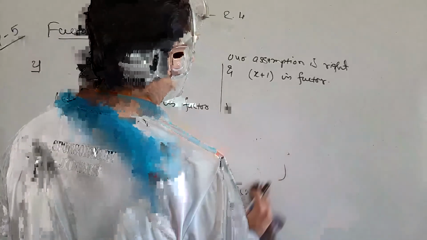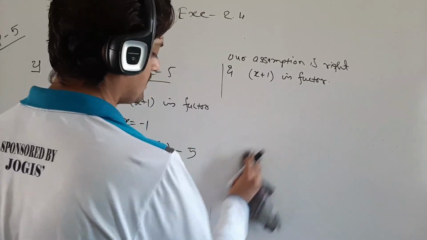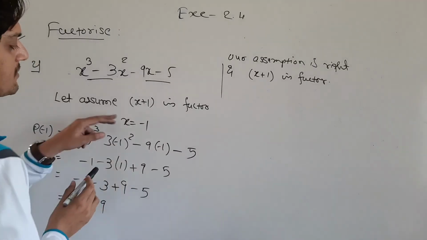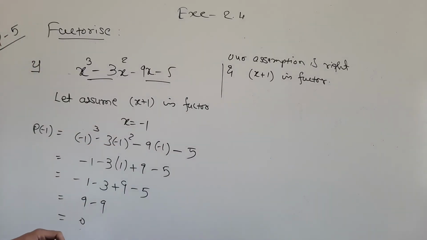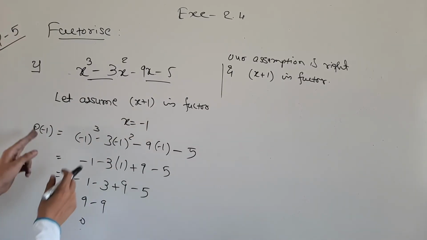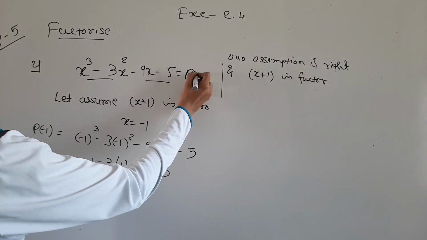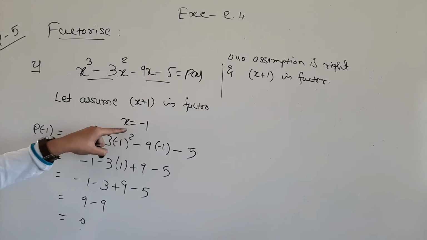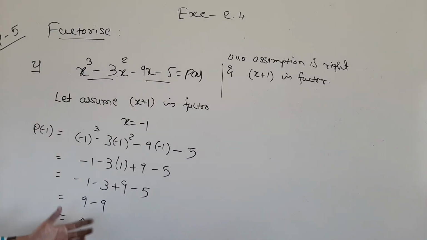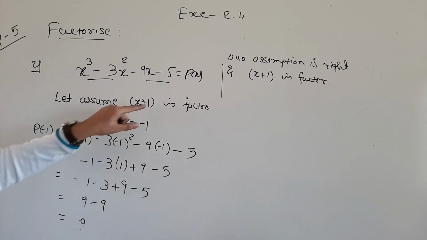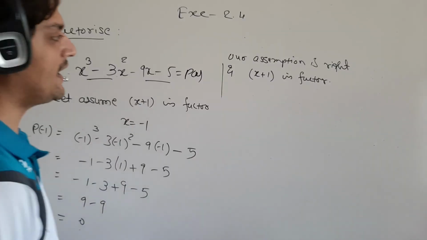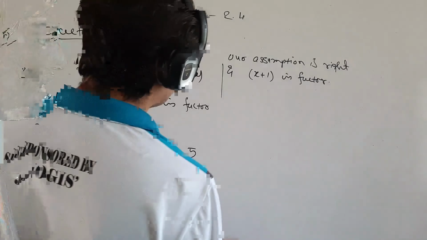If you are assuming x plus 1 as a factor, then the value of x is minus 1. So minus 1 you have to put instead of x in your p of x. So p of minus 1, and if the value is 0, then your assumption is true and that is your factor. We have to go ahead, because we have to check x minus.